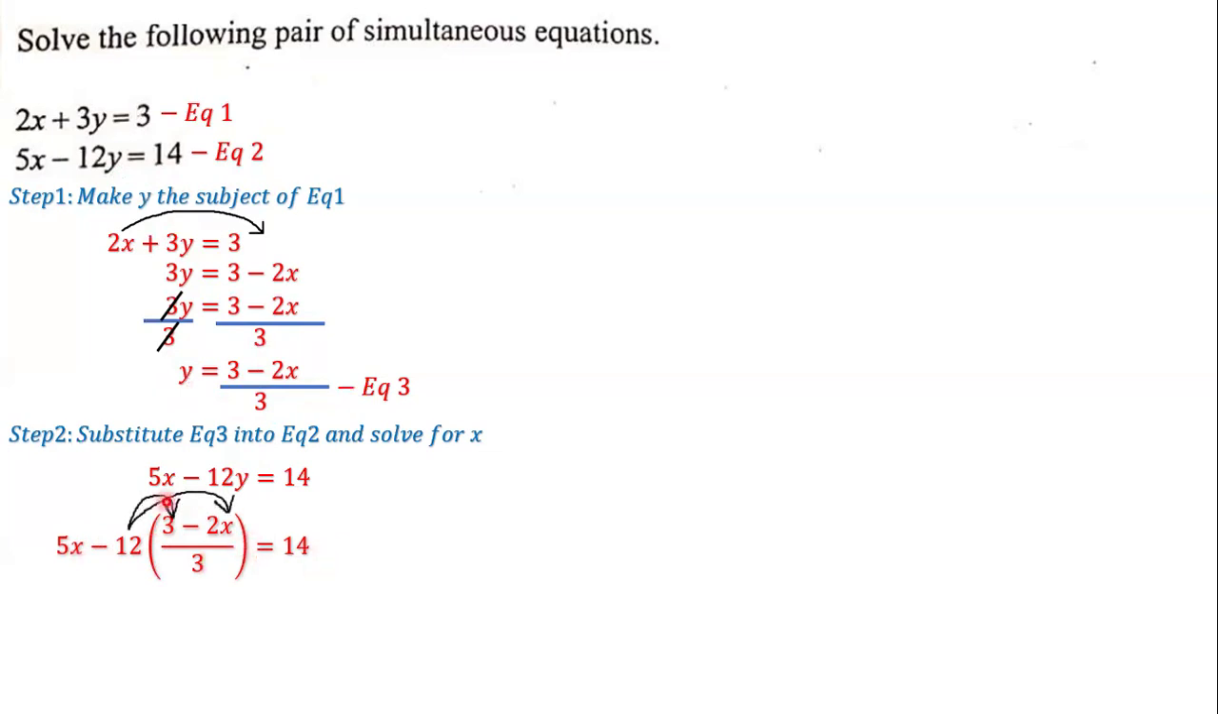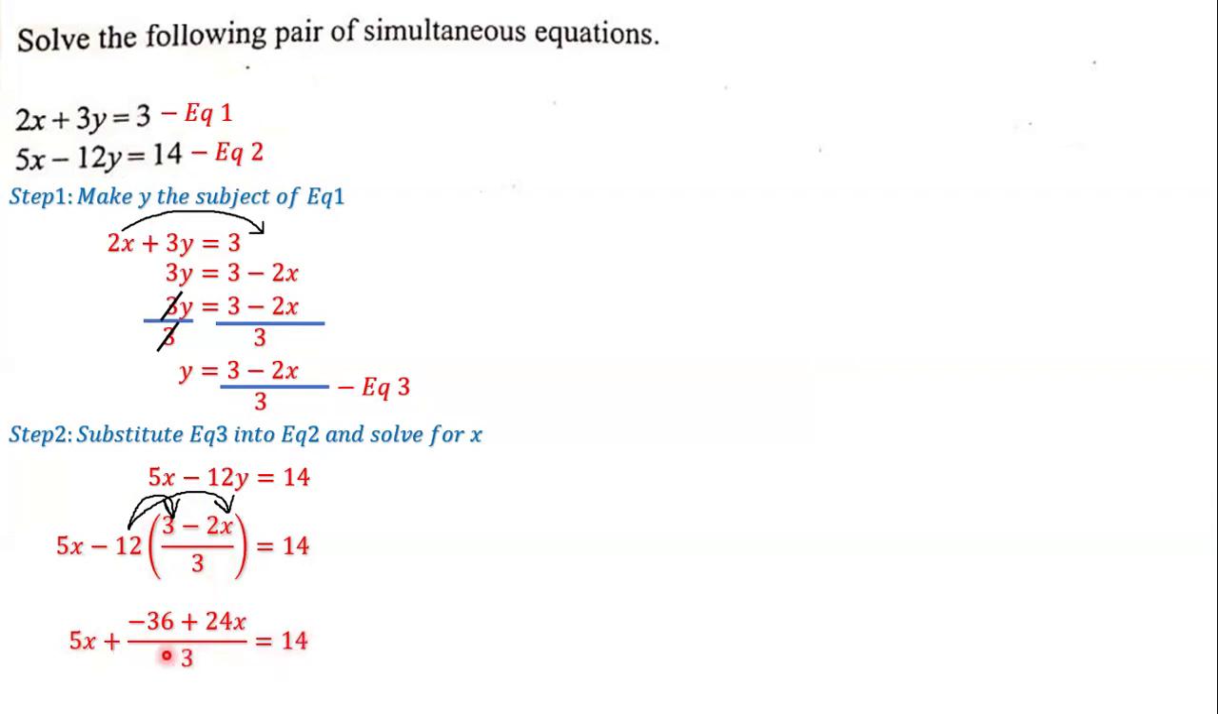Next, we multiply. We take negative 12 and multiply it by 3, and we take negative 12 and multiply it by negative 2x. Negative 12 multiplied by 3 is negative 36, and negative 12 multiplied by negative 2x is positive 24x, and we still put it over 3. We bring down our 5x and we have the 14.